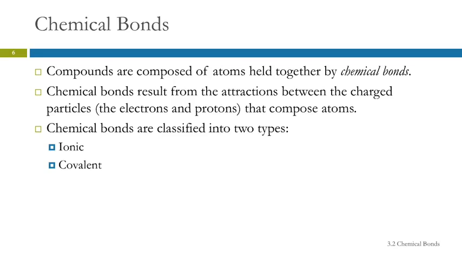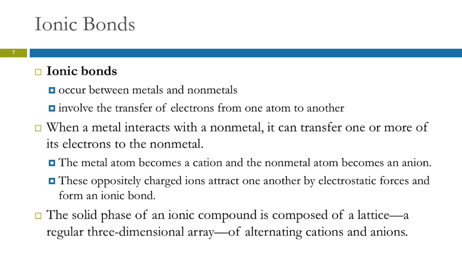So within the atom, we know that there are protons and electrons, and we can also form ions when an atom loses or gains electrons. So any type of bond is a result of attraction between opposite electrical charges. We classify chemical bonds in two broad categories, ionic and covalent. Ionic bonds involve ions. So these occur between metals and nonmetals.